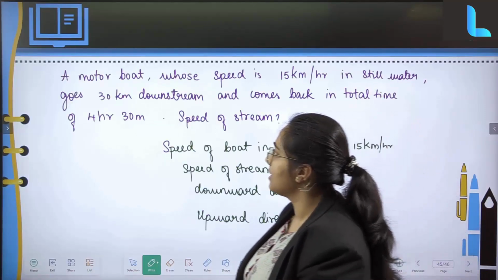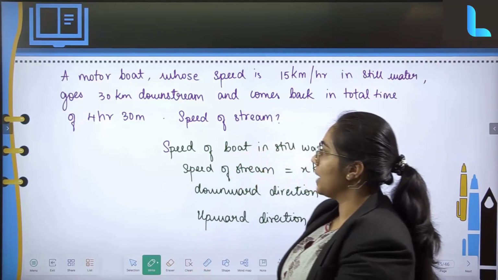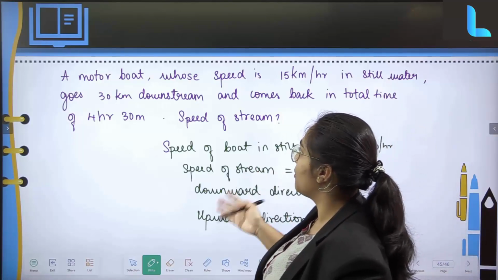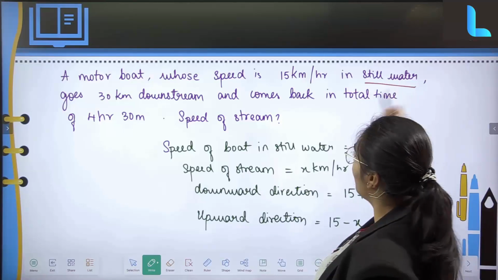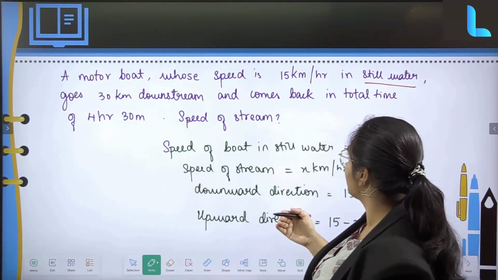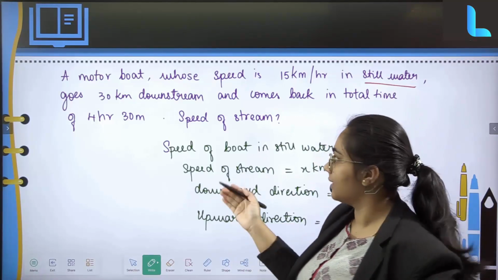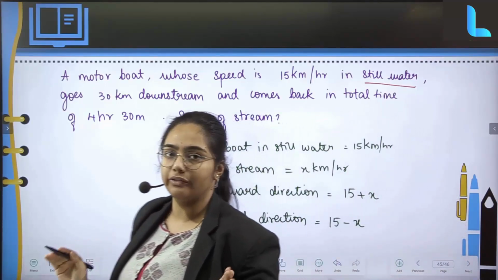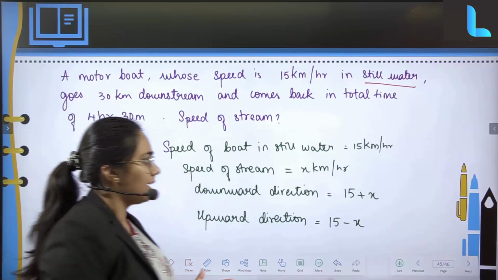Right. So here is the last question and very important question. So the question goes like, a motorboat whose speed is 15 kilometer per hour in still water, it goes 30 kilometer downstream and comes back in total time of 4 hour 30 minutes. You have to find the speed of this stream. So what is this upstream and downstream basically?